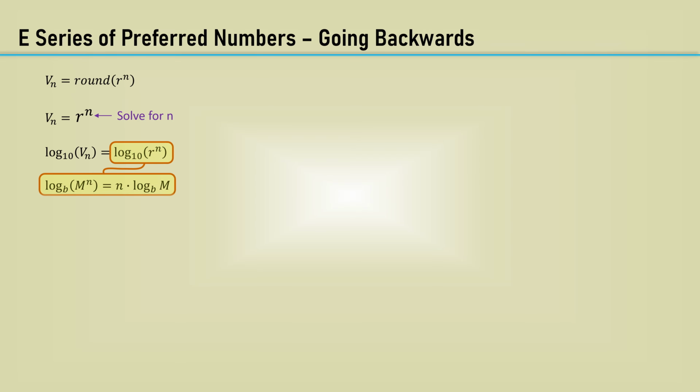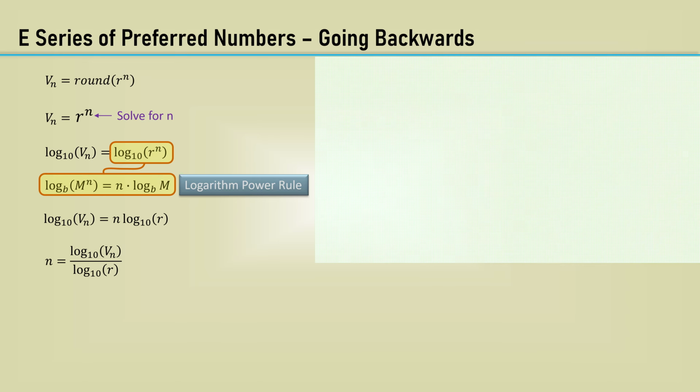The E-series numbers use a geometric progression with the base ratio r raised to the power of n. This result is rounded to one or two trailing digits, depending on the series number. What I did was work backwards, solving for the closest n for a given input of Vn. Going through the math gives us this: the log of the input value over the log of the base ratio.